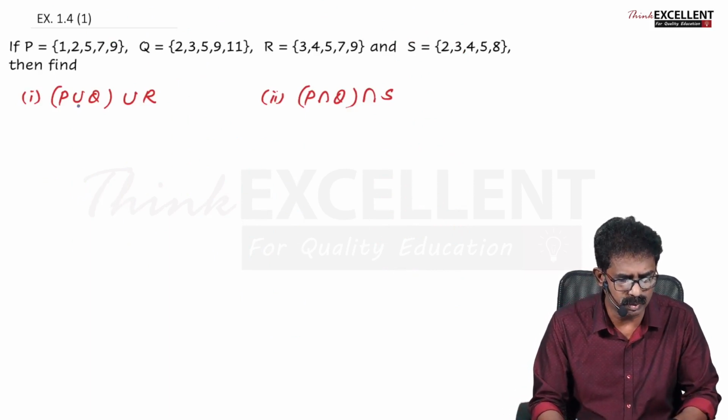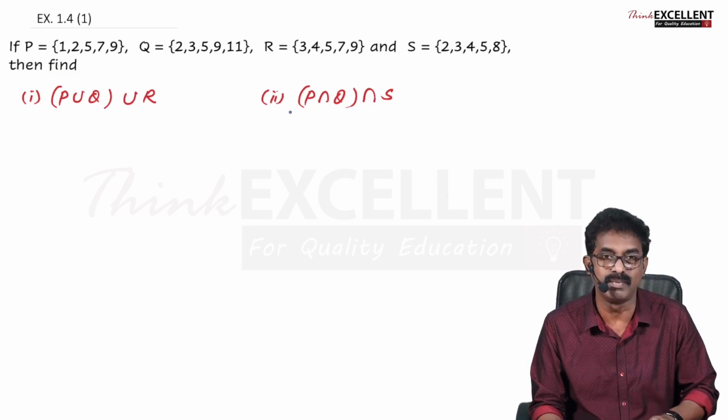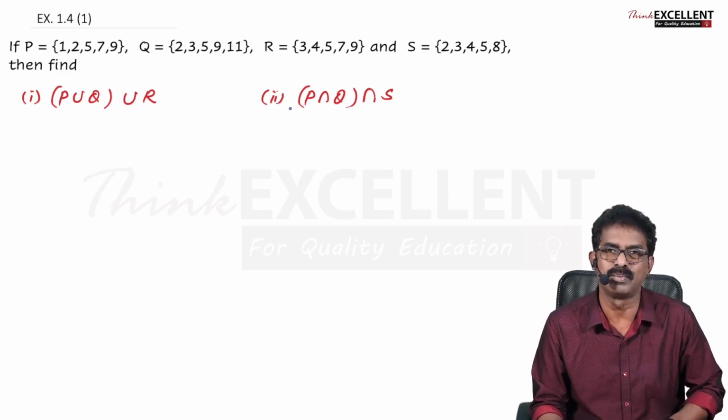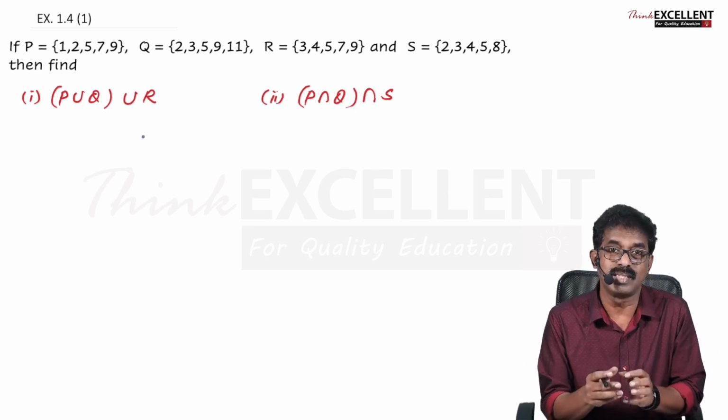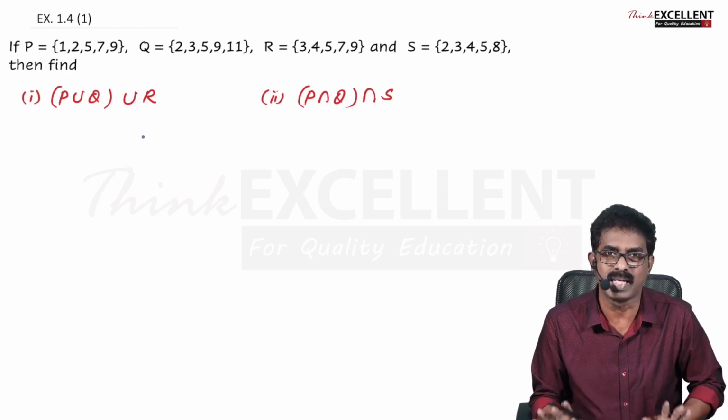The first one is a very simple sum. P, Q, R, S, 4 sets are given. But everything is given in which form? Roster form. So it's very simple, right? If it is in set builder form, you have to convert it into roster form and do that part. You have to be very careful, that's all.